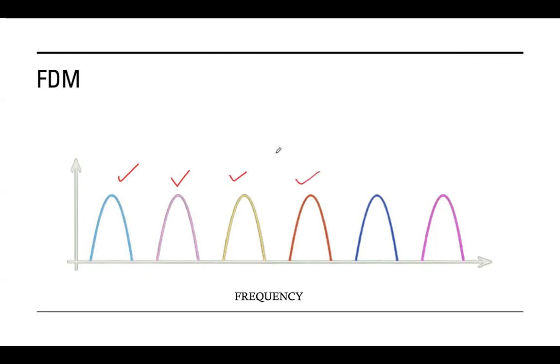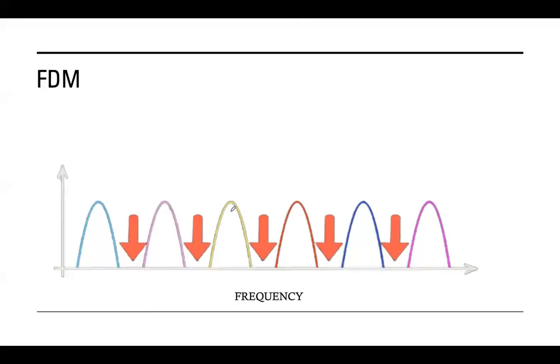However, in frequency division multiplexing, there is a huge problem. We have to have guard bands between two signals in order to avoid any sort of interference. We can see that there are so many guard bands being used between the signals. So we lose bandwidth in FDM.